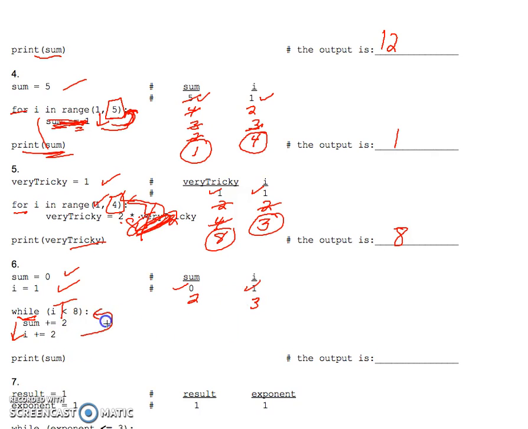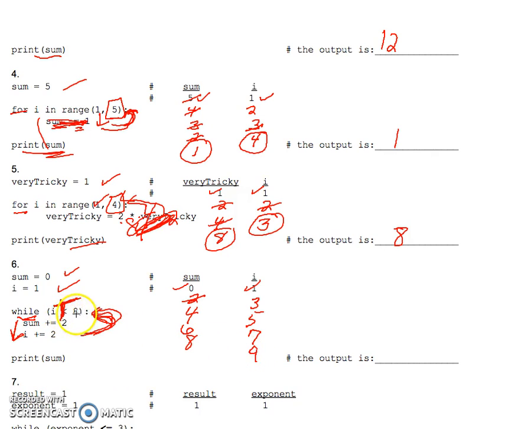Go back up to the top of the loop. Is I less than 8? True. So we go through and iterate the while loop. Sum plus equals 2. I plus equals 2. Go back up to the top. 5 is currently less than 8, so that's still true. Sum plus equals 2. I plus equals 2. Go back up to the top. 7 is less than 8, so that's true. Sum plus equals 2. I plus equals 2. Go back up to the top.